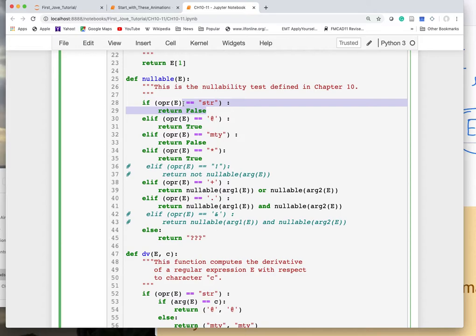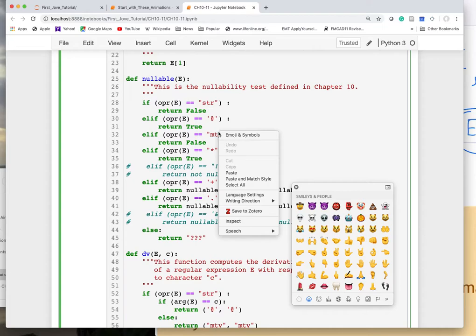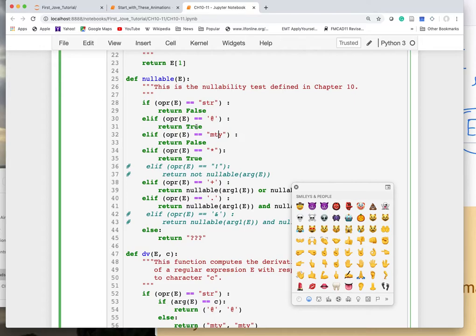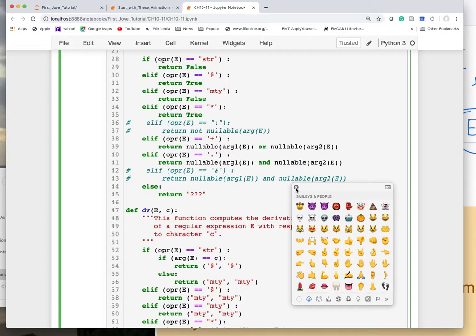At is the way that I encode the empty set. At means empty set. So is the empty set nullable? No, sorry. At is how I implement epsilon. Empty is how I implement empty set. So at is epsilon. At means epsilon is nullable. If it is empty, then it is false. If the operator is a Kleene star, is it nullable? Yes.